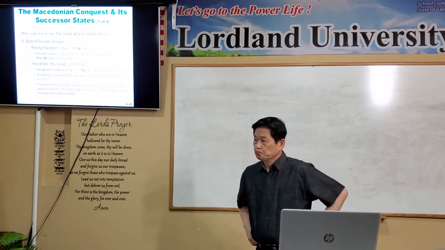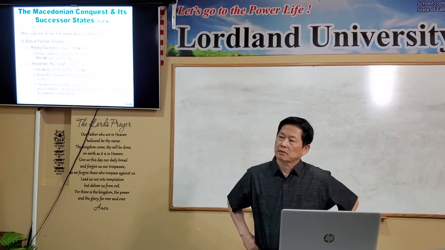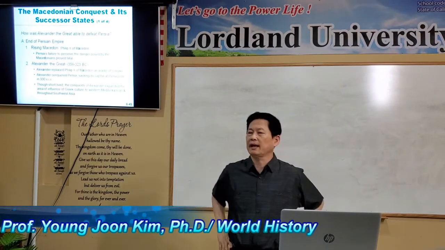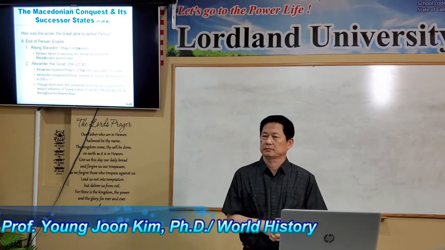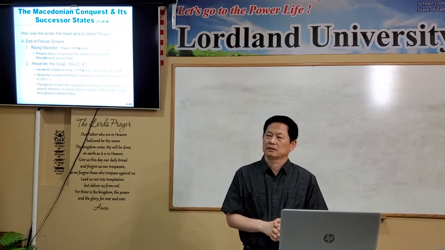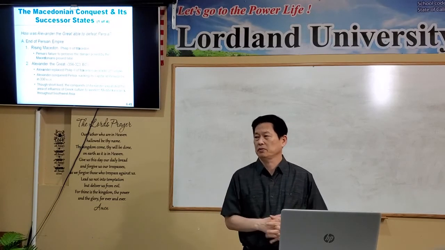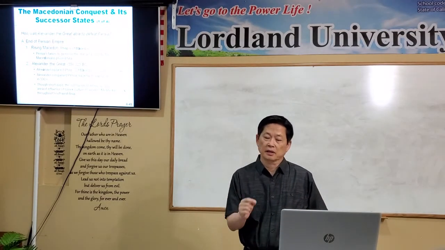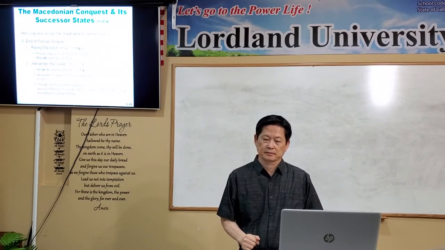Philip was the king of the Macedonians. The Macedonians lived in the north of Greece. The Macedonians believed that they were Greek people. However, most Greek people did not consider the Macedonians as Greek people. Greek people considered the Macedonians as semi-barbarians.